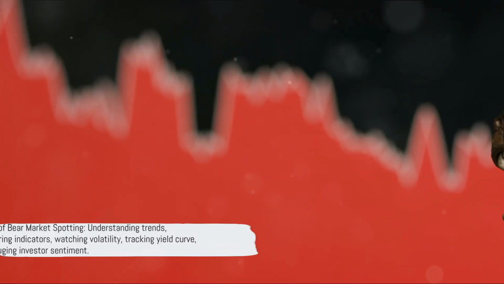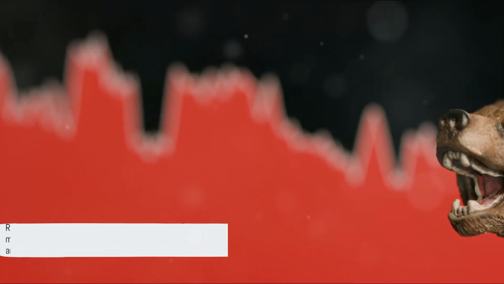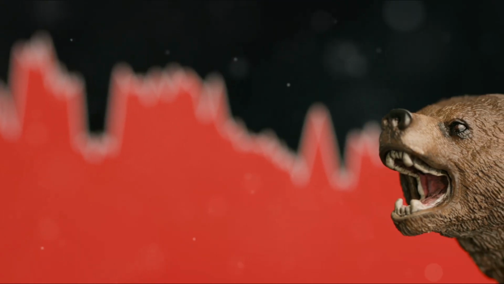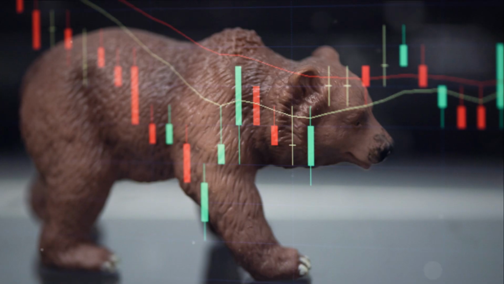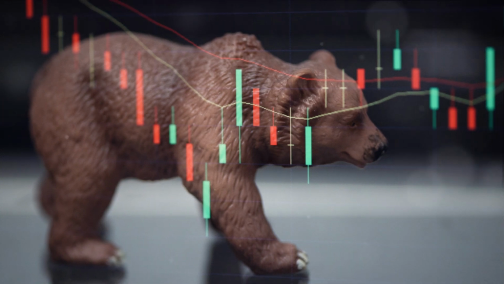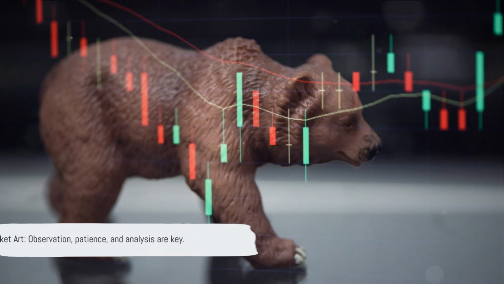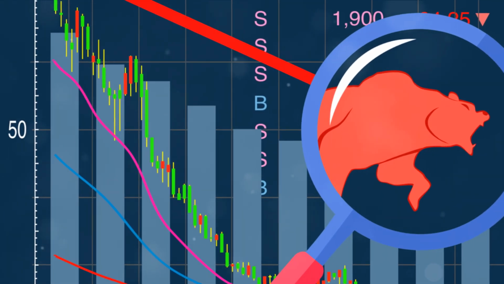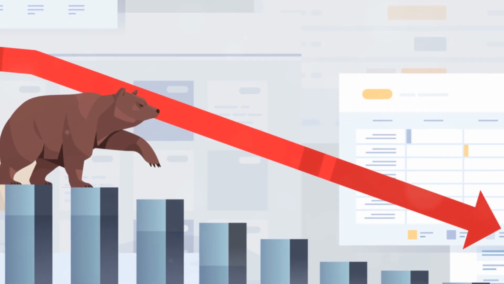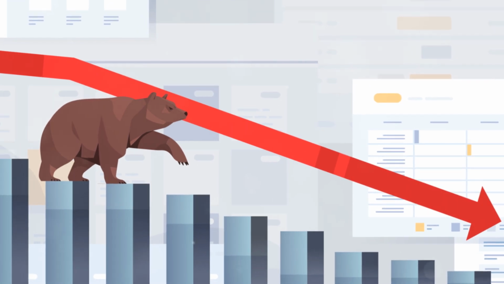So, to recap, spotting a bear market involves understanding market trends, monitoring economic indicators, keeping an eye on market volatility, watching the yield curve, and paying attention to investor sentiment. Remember, spotting a bear market is more of an art than a science, and it involves a good deal of observation, patience, and analysis. But why is this important?